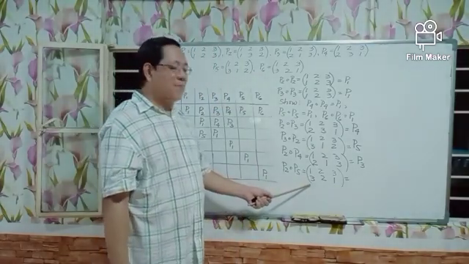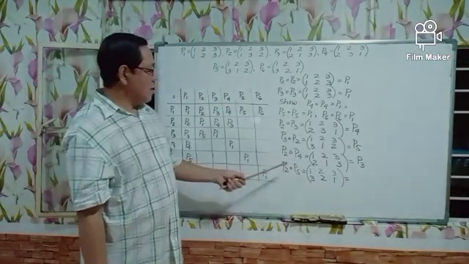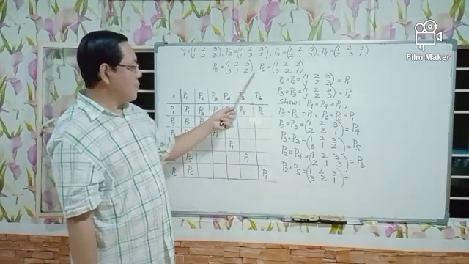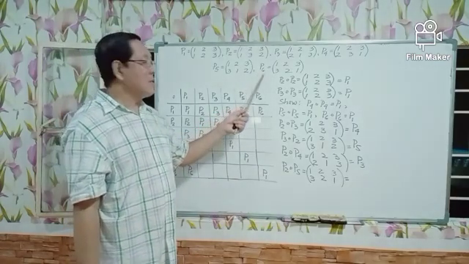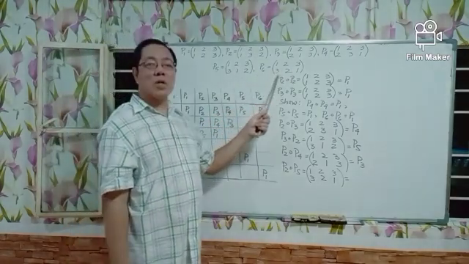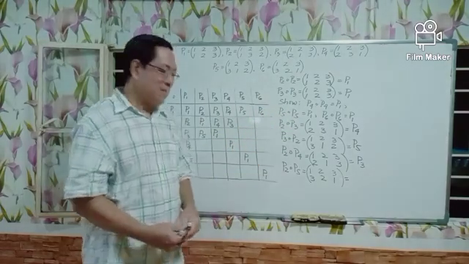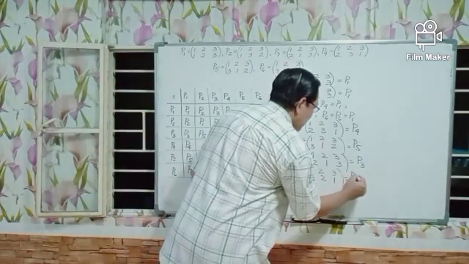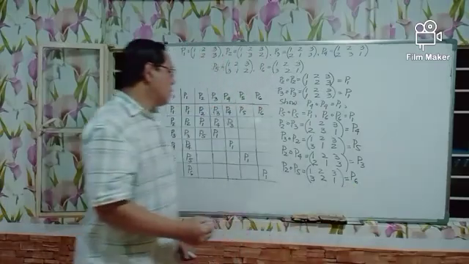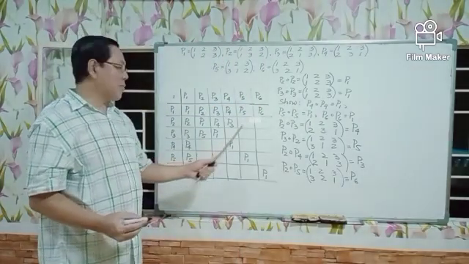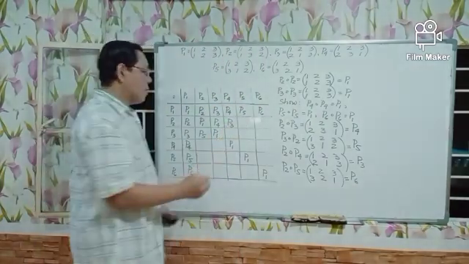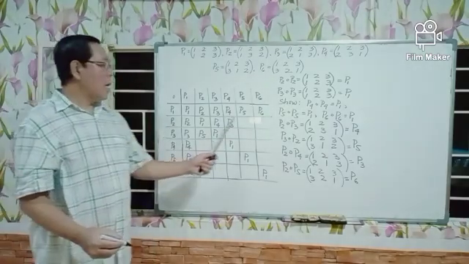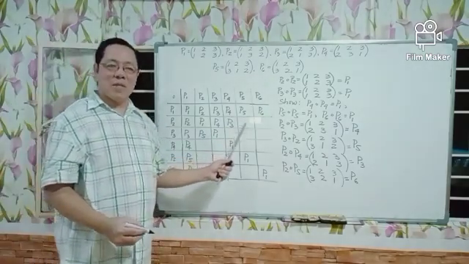Now, this function is the function P sub 6 that assigns 1, 2, 3 to 3, 2, 1 respectively. And we write the answer in the table. Composition of P2 and P5 is P sub 6.